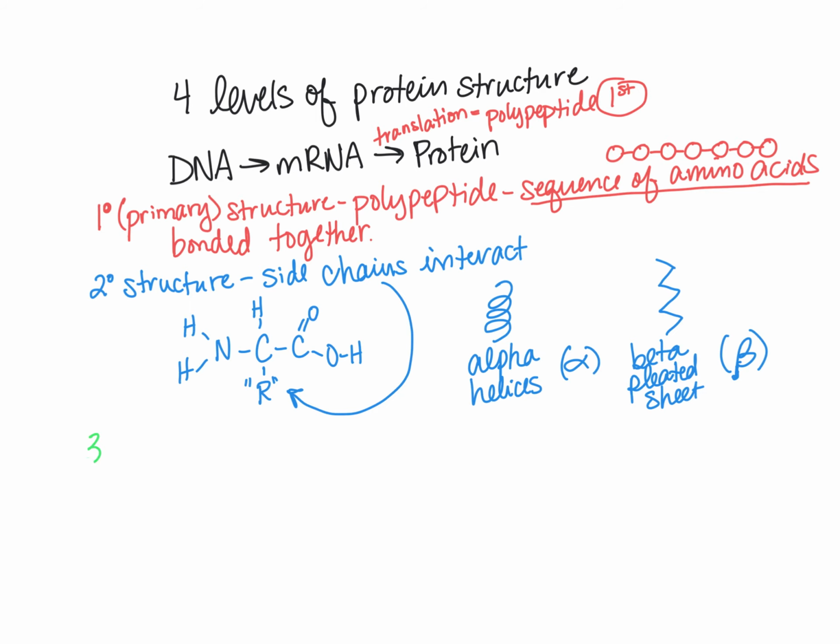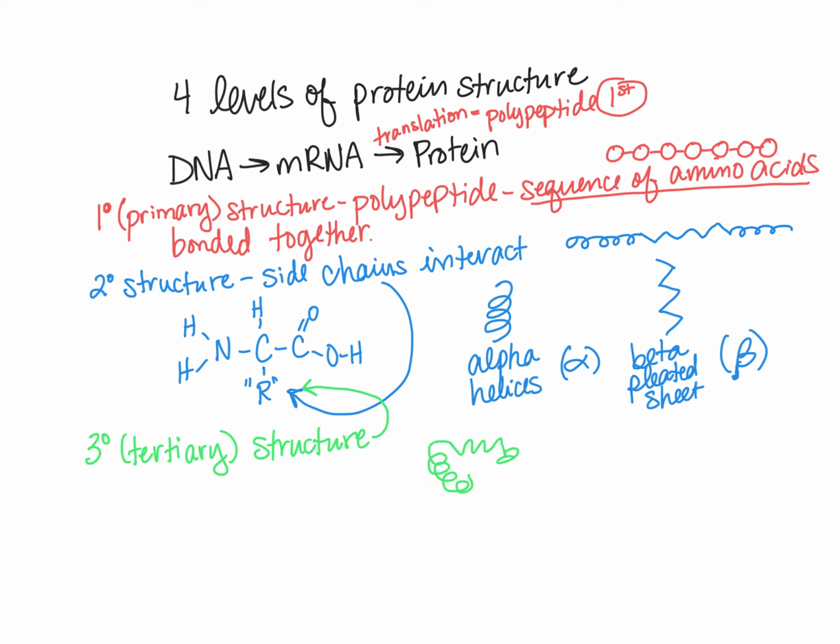All right, now the tertiary structure of a protein is where the side chains continue to interact with each other, and it makes the polypeptide continue to fold into a 3D shape. So for example, up here, if we had maybe an alpha helix that turned into a beta pleated sheet and then another alpha helix, down here in the tertiary structure, we might see something like this.